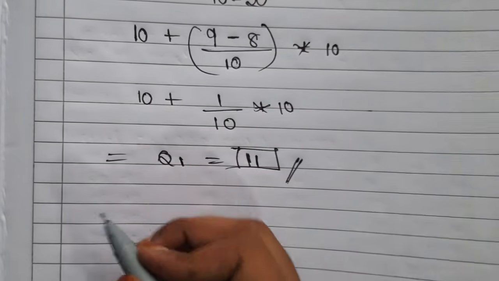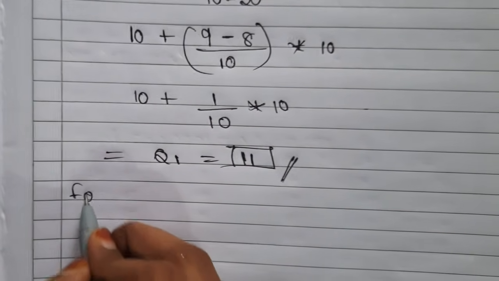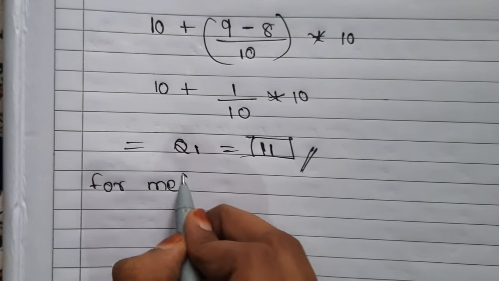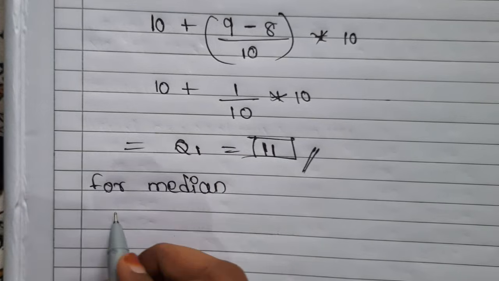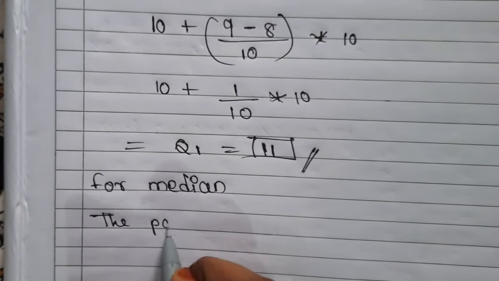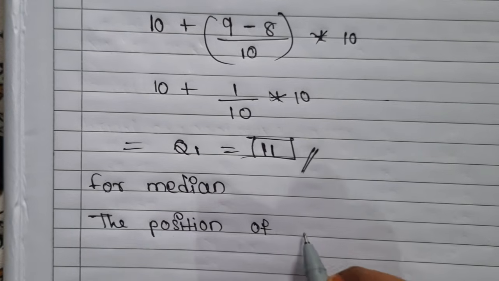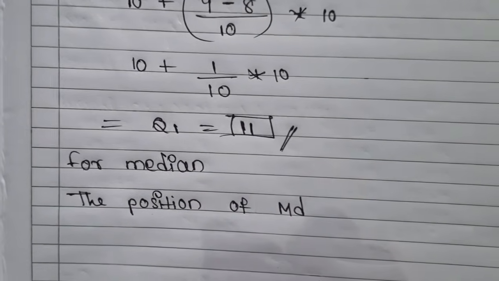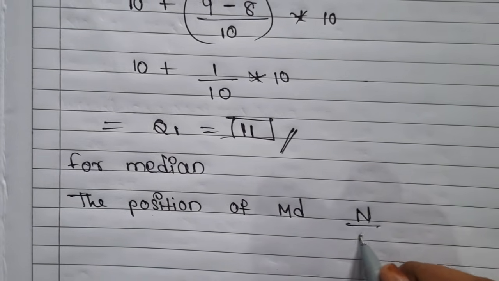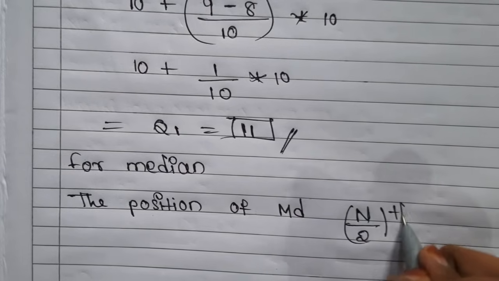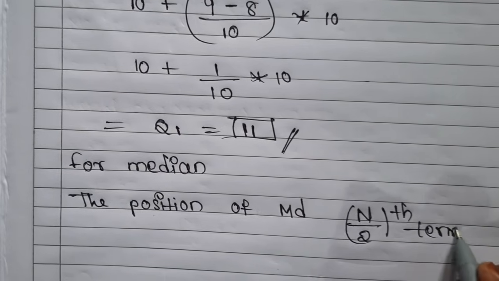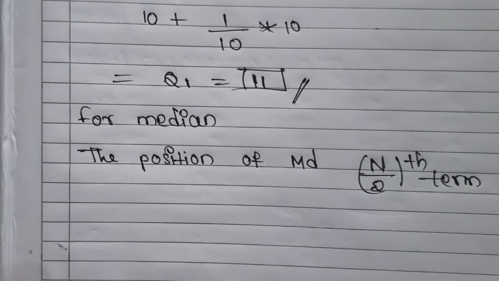Now we will be finding our median. You have to write in the same way. For median, same you have to write the position of MD, median. What is the formula? N by 2th term. This is the formula. Okay, now n by 2 we are going to find.